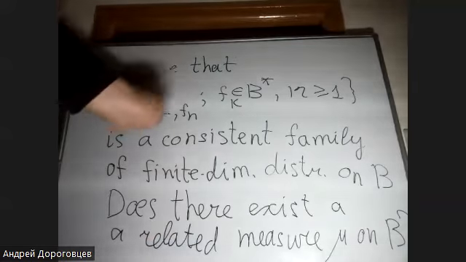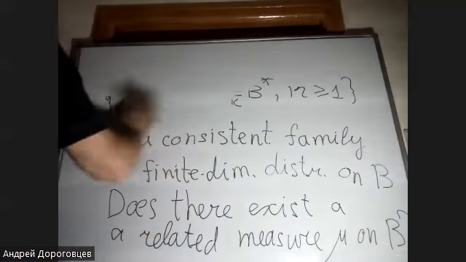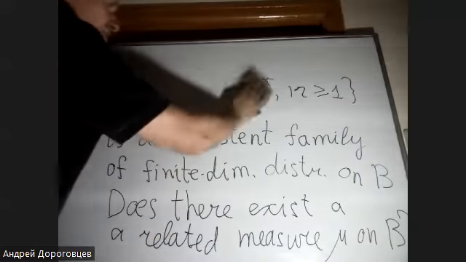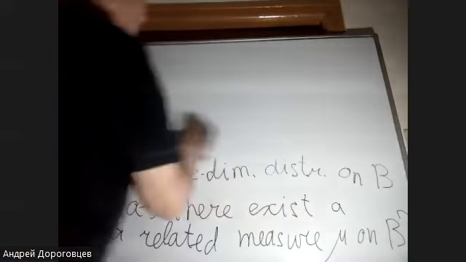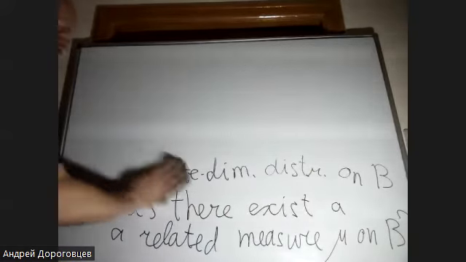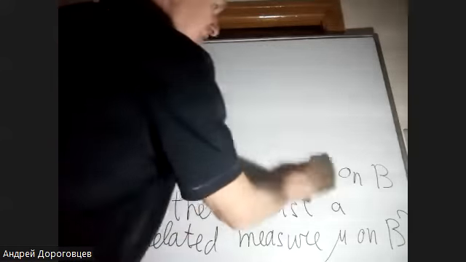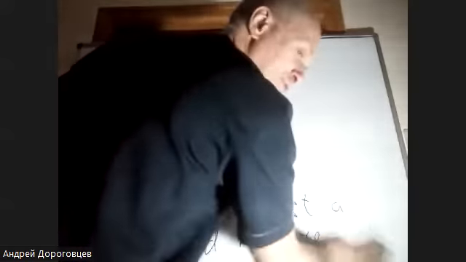Maybe you remember the problem related to continuous modification. We have a family of consistent finite dimensional distributions, but nobody can say that the obtained process is continuous for sure. We must have some additional properties of these distributions in order to have a continuous modification. So in general, a consistent family of finite dimensional distributions does not generate a measure on the Banach space.